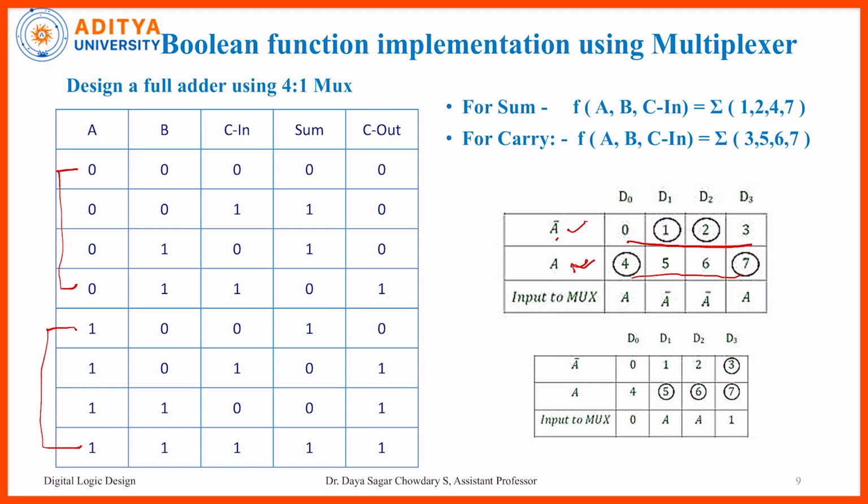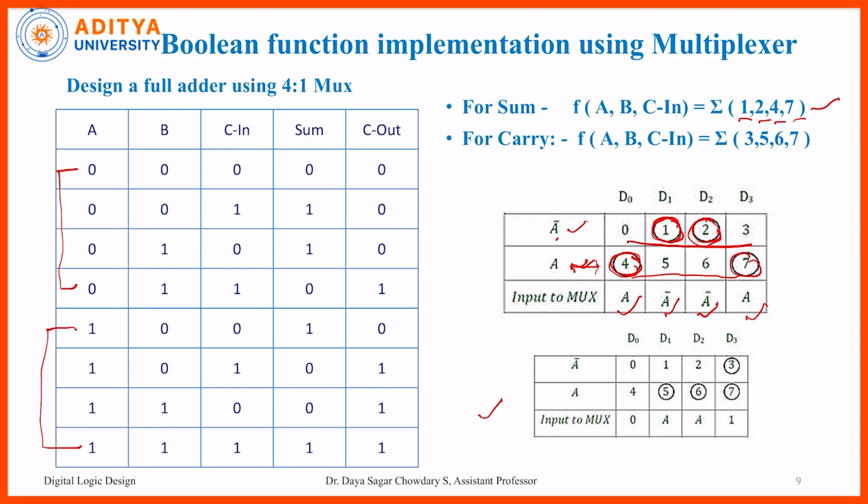And if we go to the equation, for sum it is 1, 2, 4, 7. So 1, 2, 4, 7. We have to mark a circle on 1, and on 2, 4, and 7. If we observe, this circle simply belongs to A, so that is why the output is A. If this circle belongs to A bar, that is why A bar. This circle belongs to A bar, again this is A bar, and this circle belongs to A, so this is A. So this is the table construction.